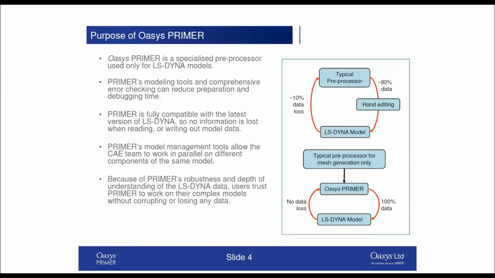So today's talk is looking at Primer. Oasys Primer is a specialized preprocessor used only for LS-DYNA models. Primer's modeling tools and comprehensive error checking can reduce preparation and debugging time. Primer is fully compatible with the latest version of LS-DYNA, so no information is lost when reading or writing out model data. Primer's model management tools allow the CAE team to work in parallel on different components of the same model. And because of Primer's robustness and depth of understanding of LS-DYNA data, users trust Primer to work on complex models without corrupting or losing any data.